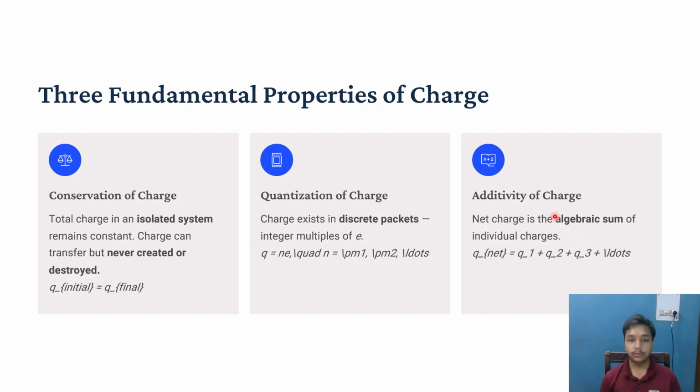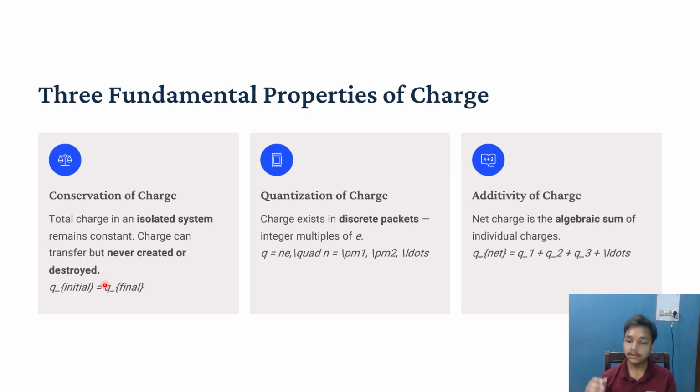Okay. So now let's discuss the three fundamental properties of charges. First one is the conservation of charge. As mentioned in the slide, total charge in an isolated system remains constant. Charge can be transferred but never be created or destroyed. That is, Q initial is equal to Q final. So basically, for an isolated system, the net charge of the system is always constant.